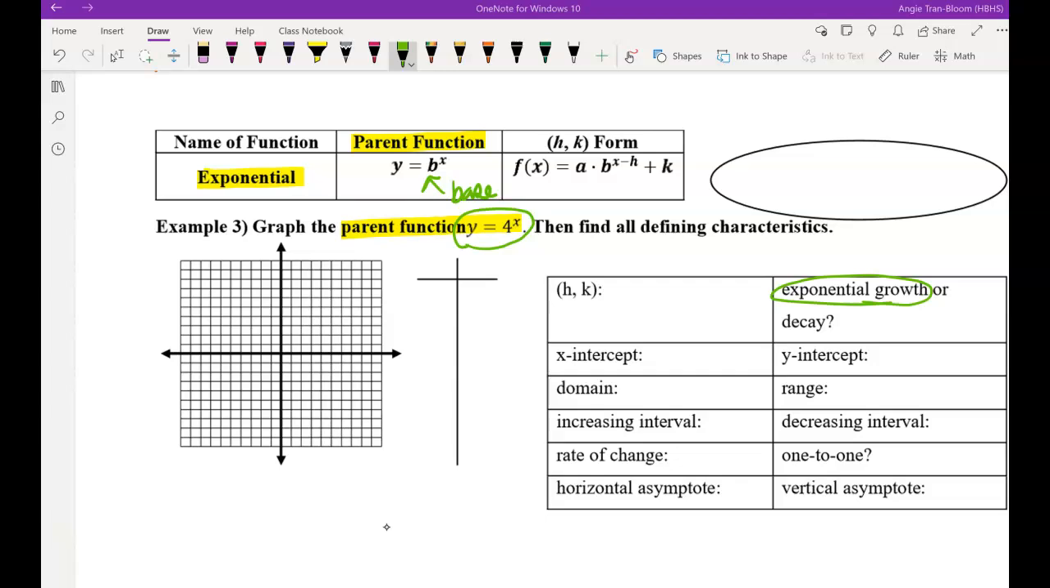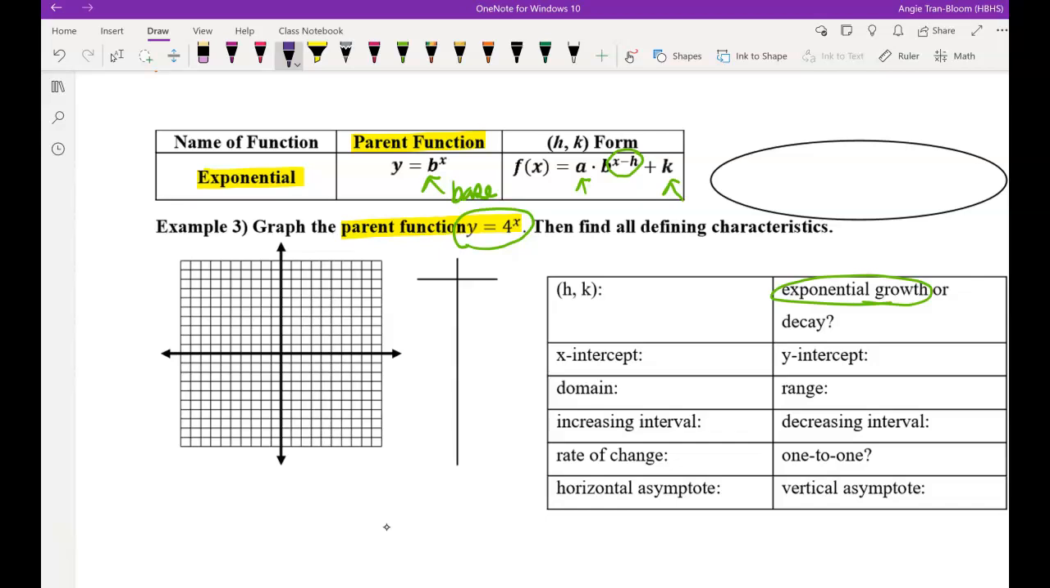Just like any other transformation, your a is always going to be the coefficient in front being multiplied to your base. Your h is always going to be adding or subtracting to x, and your k is always going to help us shift up or down. And write this in this little oval here.